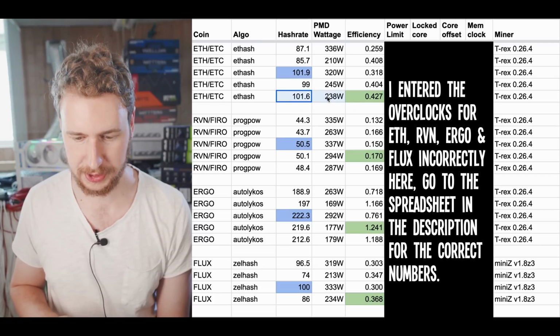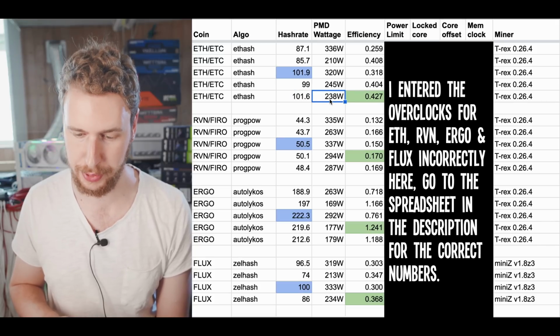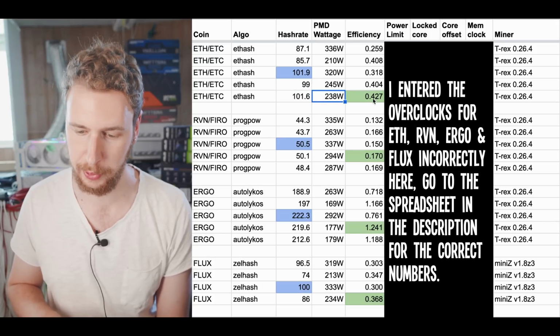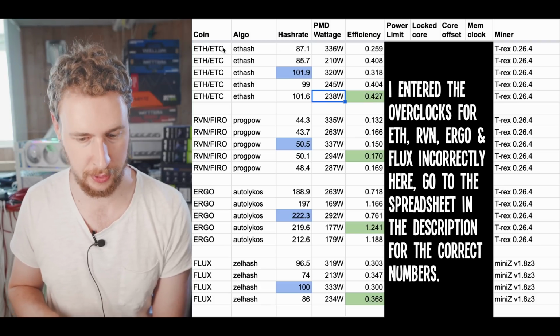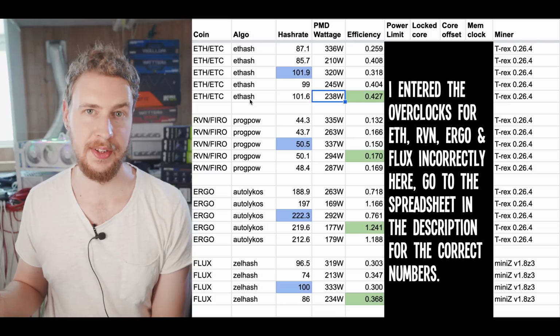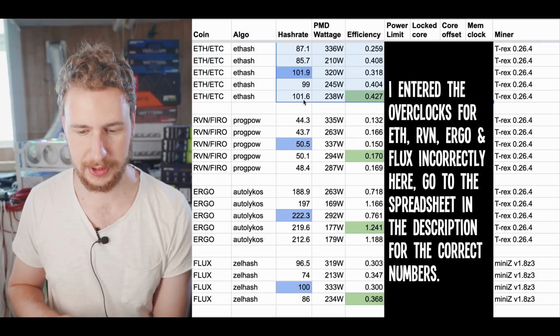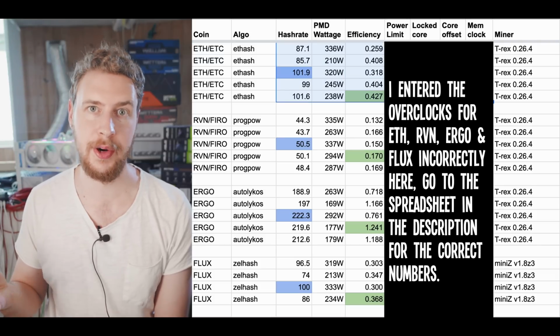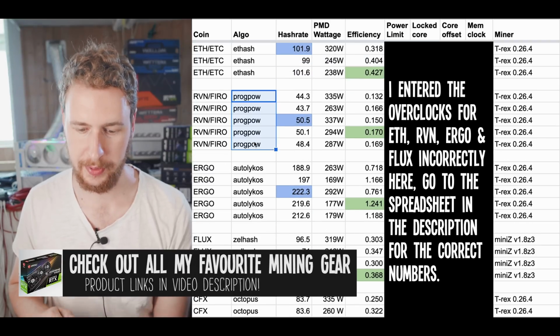The best efficiency I was able to get was still almost 102 mega hash, but at 238 watts, for an efficiency of 0.427 mega hash per watt. And of course, that's on the ETH hash algorithm or any variant thereof, like the ETC hash, which is for Ethereum Classic. So these results should be consistent for any coin that uses a variation of the ETH hash algorithm. Moving on, we have any ProgPow variant algorithm.